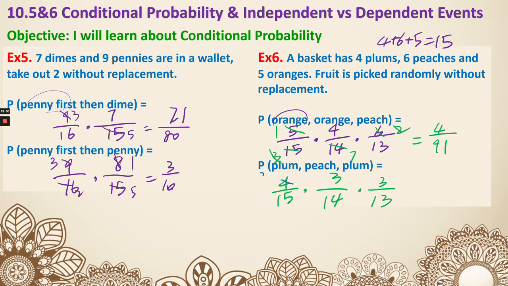Now that is going to be a 2, that is a 7. 3 is gone, that's a 5. So the bottom is going to be 455, and the top is just a 6. That's example 6.